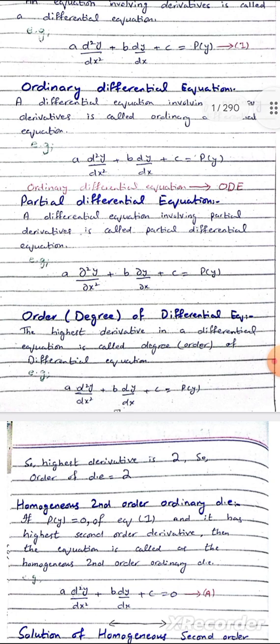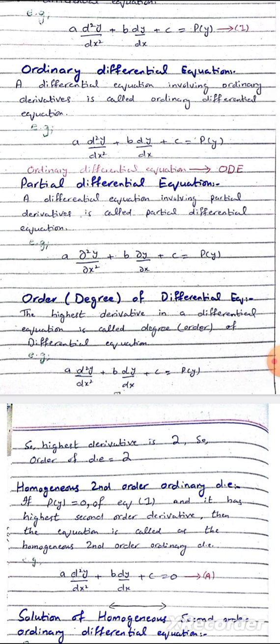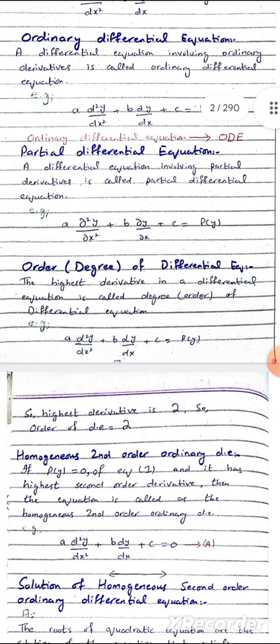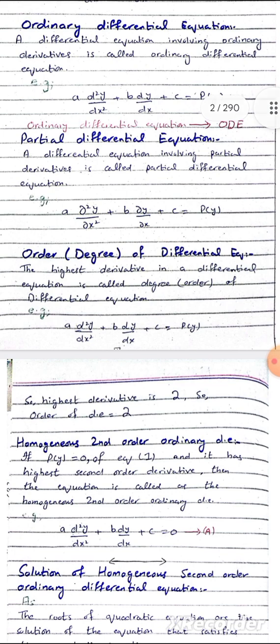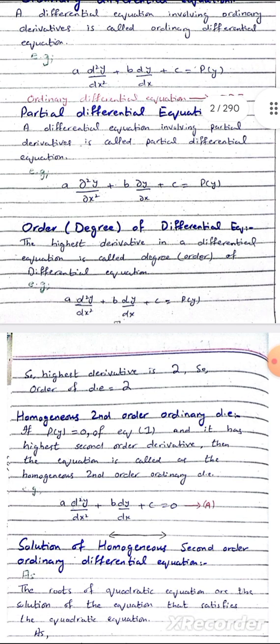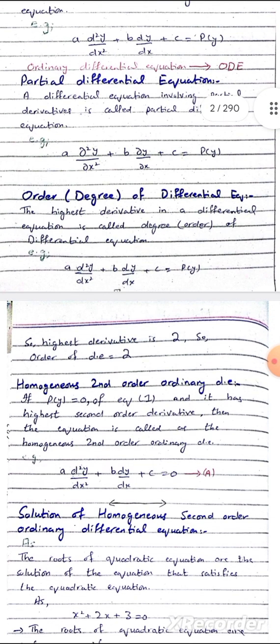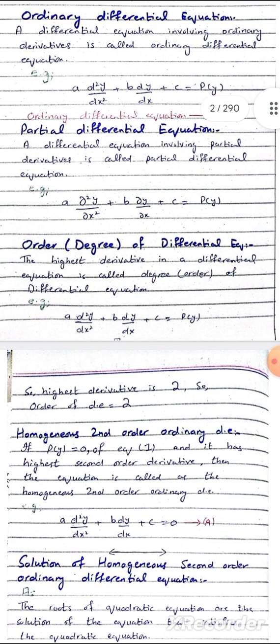Now, a partial differential equation is one involving partial derivatives or incomplete derivatives. For example, a partial square y by partial x square plus b partial y by partial x plus c into y is equal to p of y, where y is not only differentiated with respect to x, it is differentiated with respect to some other variable, so it is an incomplete derivative. So it is an example of a partial differential equation.